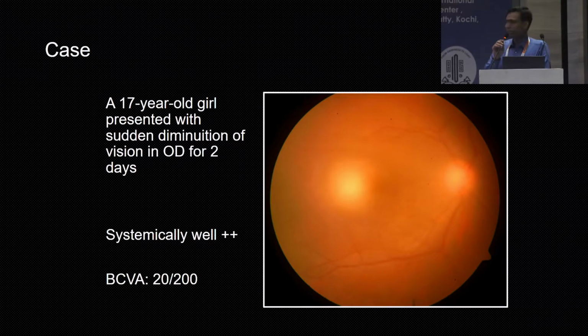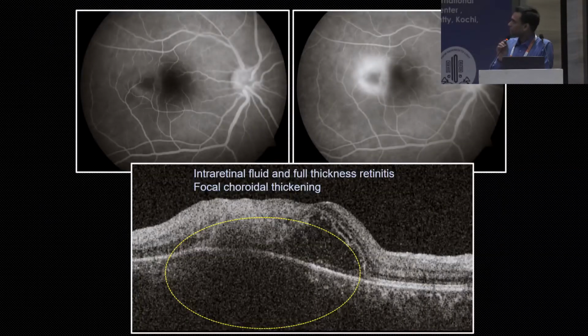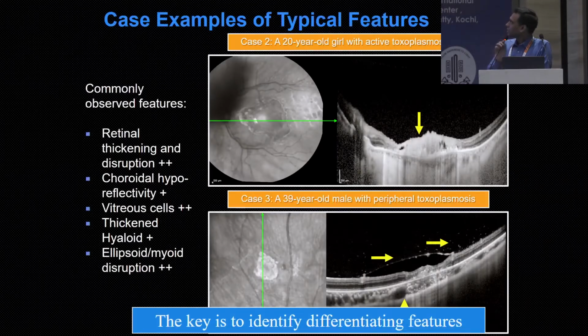A 17-year-old girl presented with sudden diminution of vision in the right eye for 2 days, systemically well, with 20/200 vision. It is quite clear with the headlight in fog appearance of the fundus that this is toxoplasma uveitis. On the FFA, we can see a hypofluorescent lesion with surrounding hyperfluorescence, and OCT shows choroidal thickening, effacement of all the layers of the retina with some fluid surrounding the lesion. That was a classic case of toxoplasma retinochoroiditis.